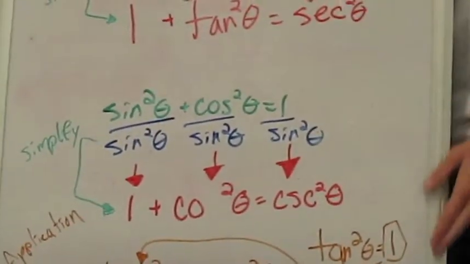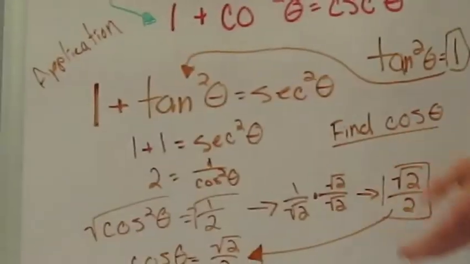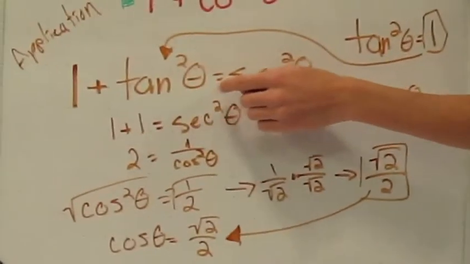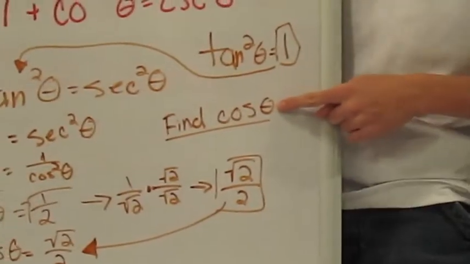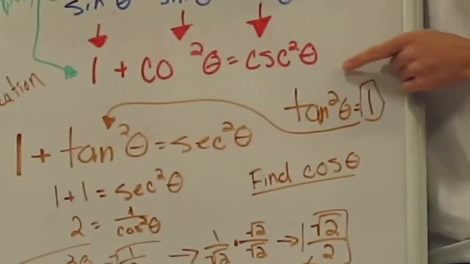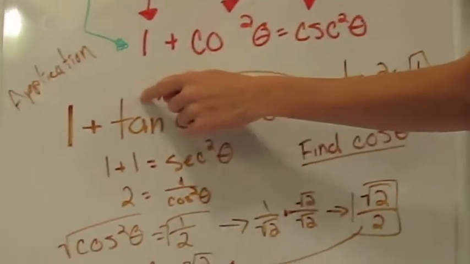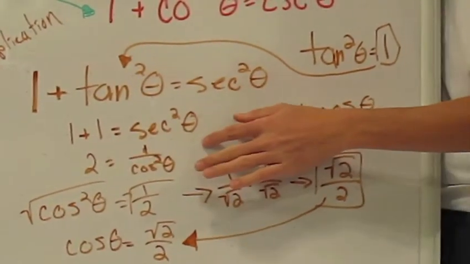Now, we can take all of this and apply it in an application problem. So let's say we're trying to solve it now. So we have 1 plus tangent squared theta equals secant squared theta, and our ultimate goal is to find cosine of theta. We know that tangent squared theta, just for instance, equals 1. So we can apply that into here and have 1 plus 1 equals secant squared theta.